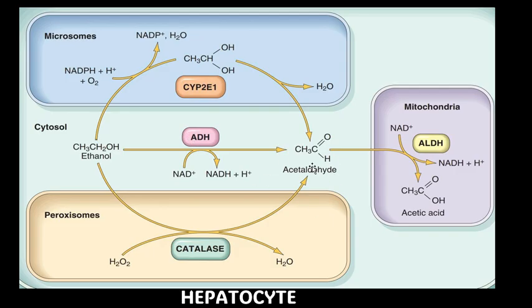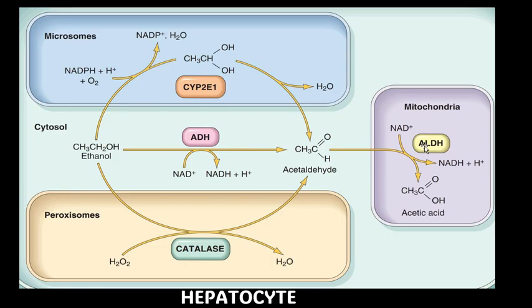This acetaldehyde will enter into the mitochondria, and within the mitochondria we have another enzyme called aldehyde dehydrogenase, and this acetaldehyde will be oxidized to acetic acid. So these are the two major enzymes for the metabolism of alcohol. The first one is the alcohol dehydrogenase enzyme, and the second one is the aldehyde dehydrogenase enzyme.